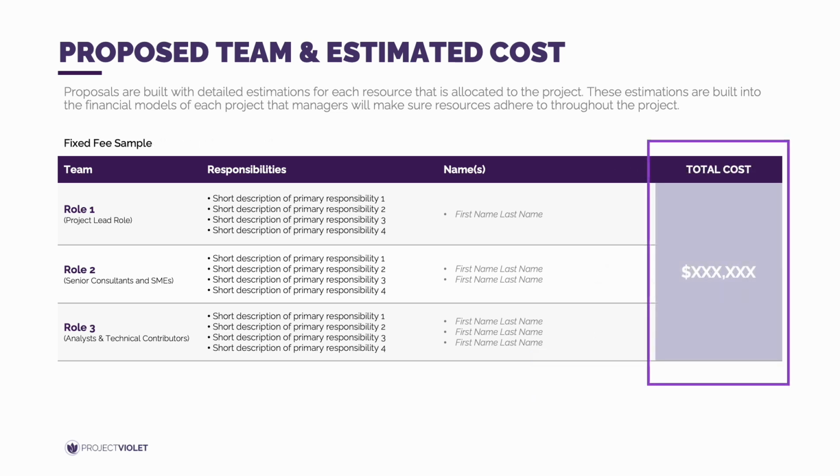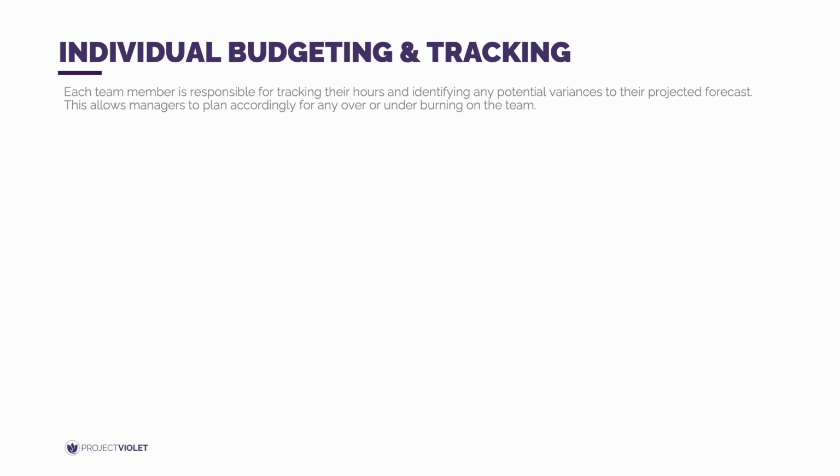This is the number both the firm and the client are working from. It's what we're expected to deliver within and what the client budgets for. Once the project kicks off, those hours become the tracking baseline.